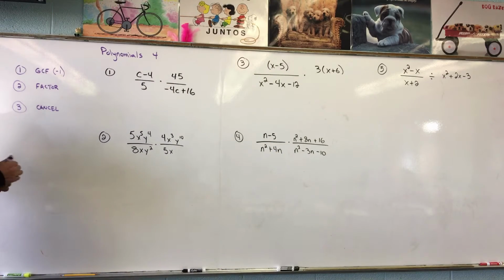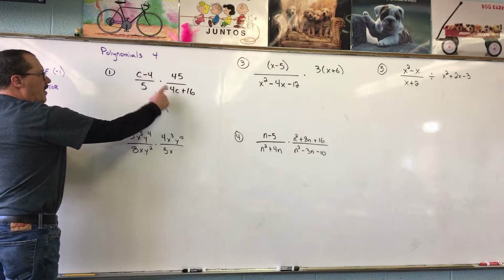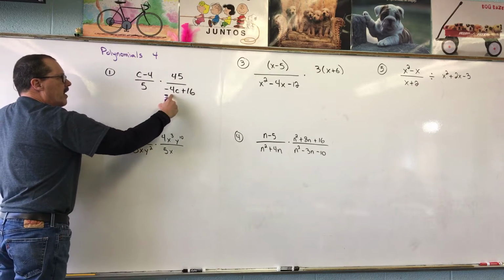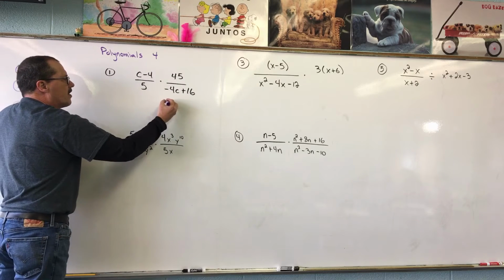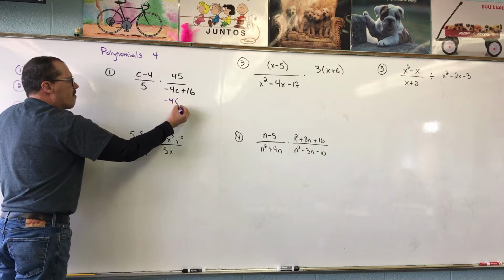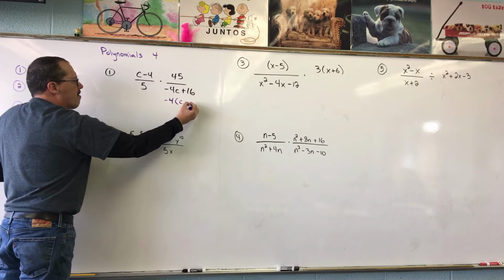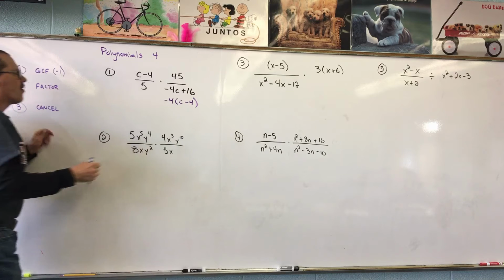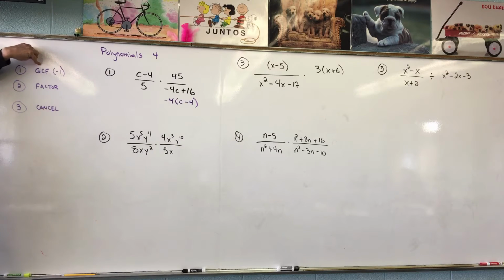The first thing you want to do is, on this right here, we can take the negative 4c plus 16, and we're going to take a negative 4 out of that, and then that would be c minus 4. So again, go through these, do your GCF first, and then take a negative out if you can, and then factor, which is what I did, and then you're going to cancel.